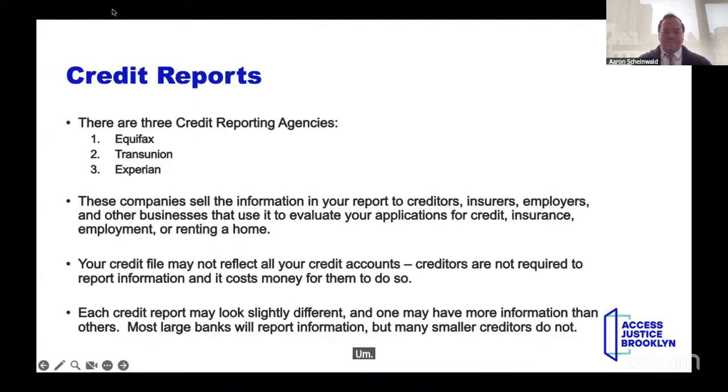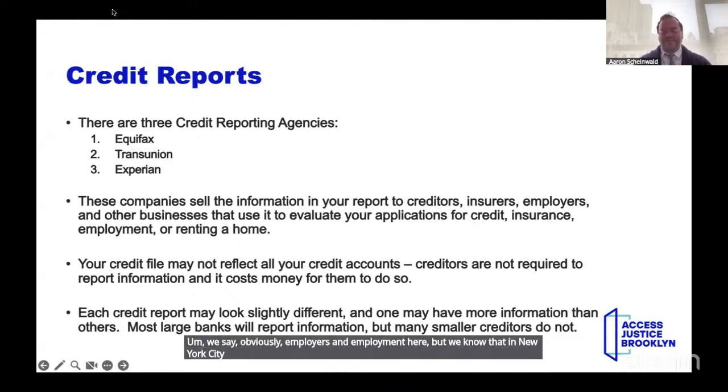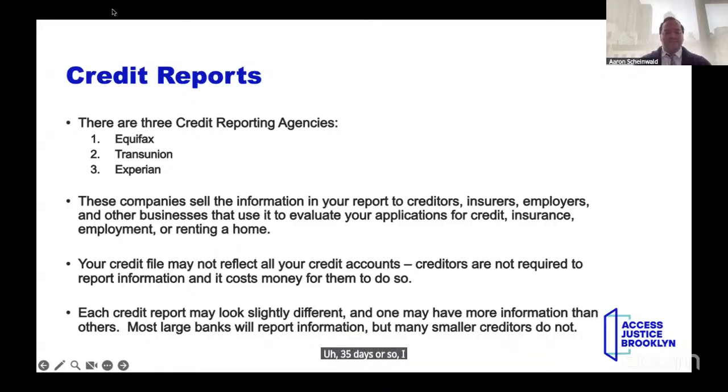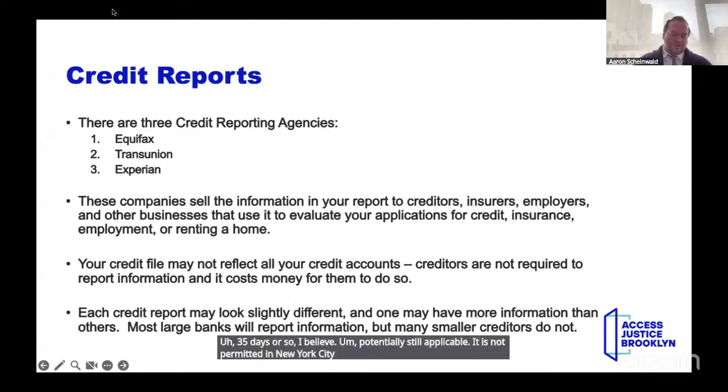We say obviously employers and employment here, but we know that in New York City, and in a couple of weeks, New York State, credit information is not something that can be used in employment decisions. In the broader sense across New York State right now, that is still, for the next 35 days or so, I believe, potentially still applicable. It is not permitted in New York City and is very soon not going to be permitted in New York State.